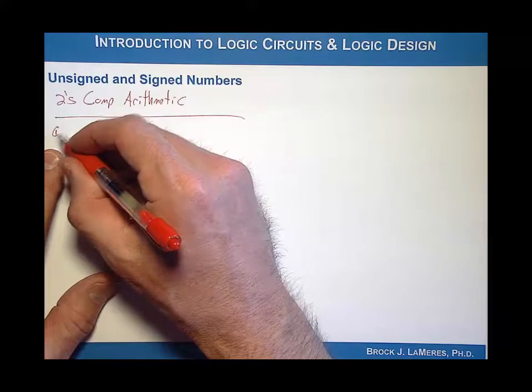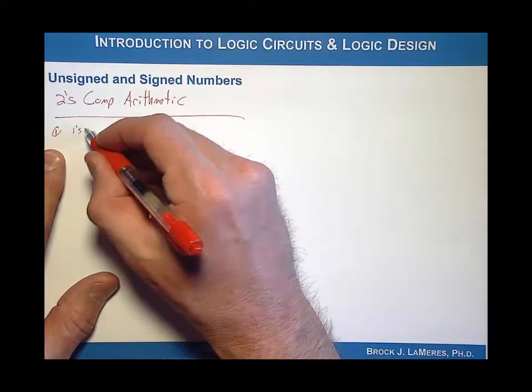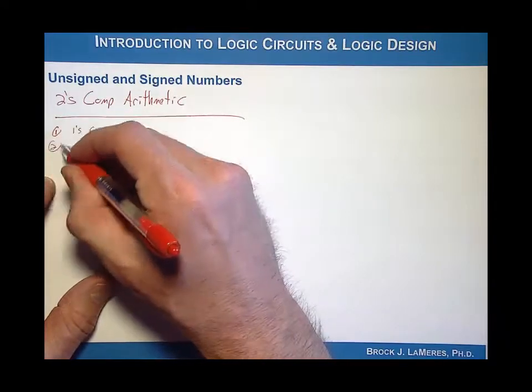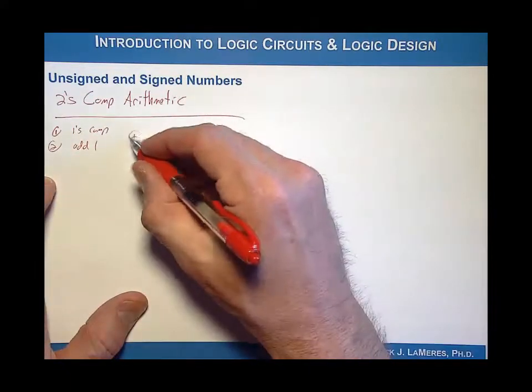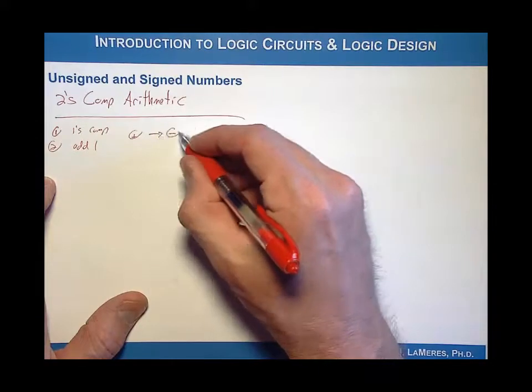Okay, so we talked about 2's complement. The way that you find the 2's complement of a number is a two-step process. The first one is you take the 1's complement of the number, and the second is you add 1 to it. And this works when you go from positive to negative or vice versa.